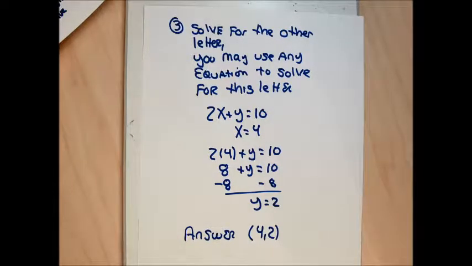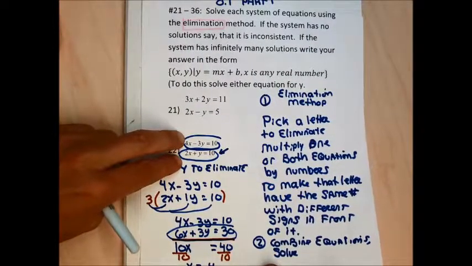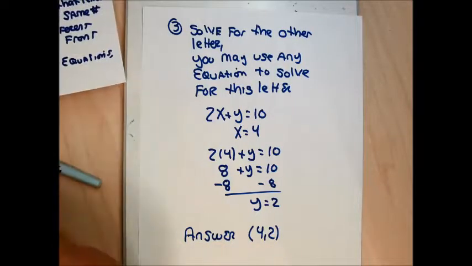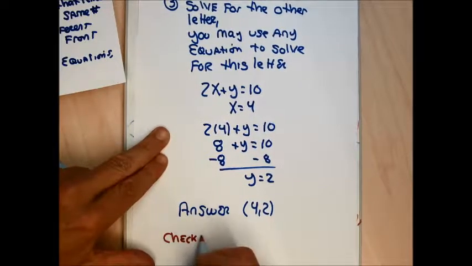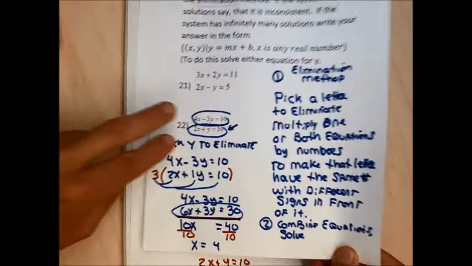You don't have to check, but it's certainly never a bad idea to check. So I'm going to take the system of equations that I started with. So my checking, the original top equation was 4x minus 3y equal to 10. The original bottom equation was 2x plus y equal to 10. I'm going to take those two equations and plug the answers in and make sure it works in both.